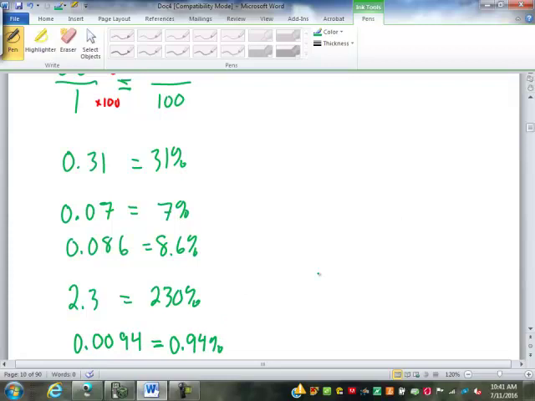So going from a decimal to a percent or a percent to a decimal, either way, is pretty simple. It's just a matter of moving the decimal point and making sure you are going 2 places no matter what. And only 2 places. Sometimes it's tempting to go less, sometimes it's tempting to go more.